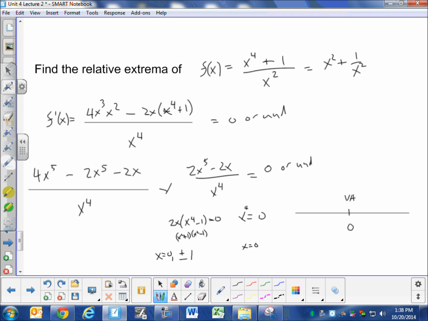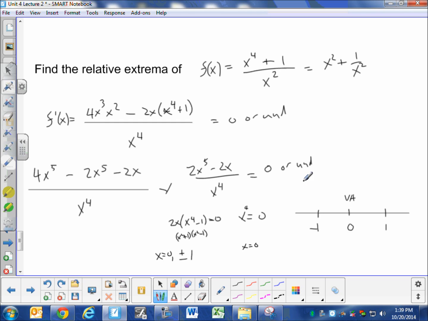I will look around -1 and 1, and I will look, because this can be considered a critical value that's not in my domain, I will include this in my number line. It's very important to do that, so we can look at how my function is reacting close to this vertical asymptote.